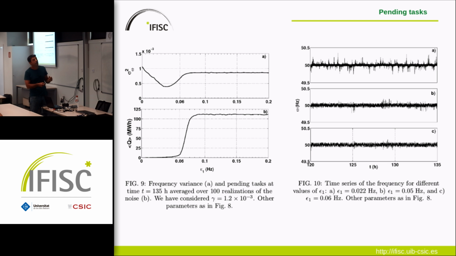We found that the compromise was more or less good around 0.06 here. So the pending tasks are low, the frequency fluctuations are good, and I think this is the final plot. You see there are not many spikes. So it's good, it works. Okay, fine, excellent. So that's our result. It's good. We are happy. We still have a problem though.